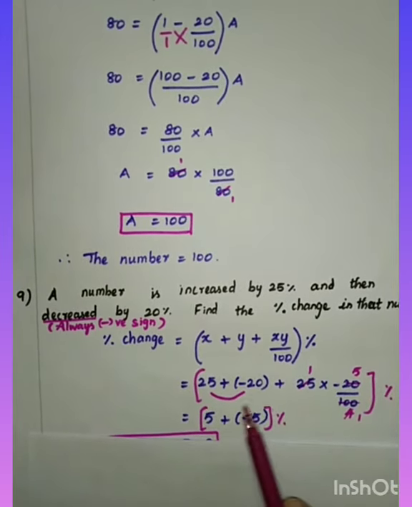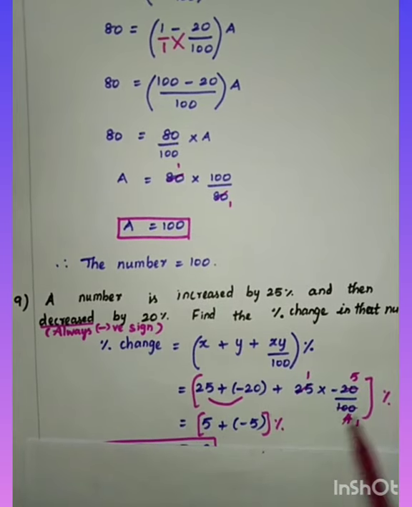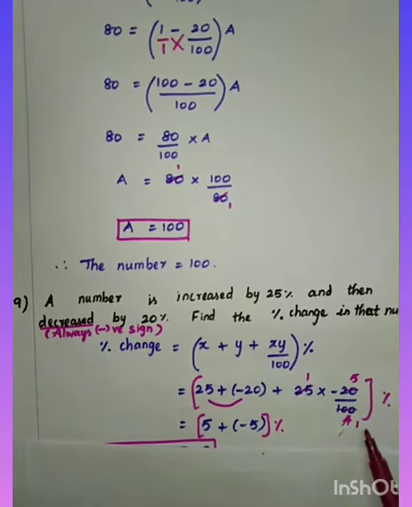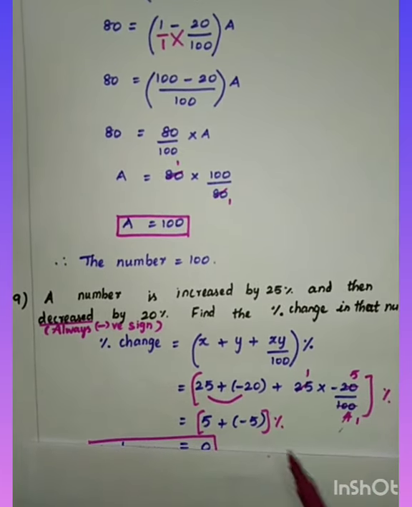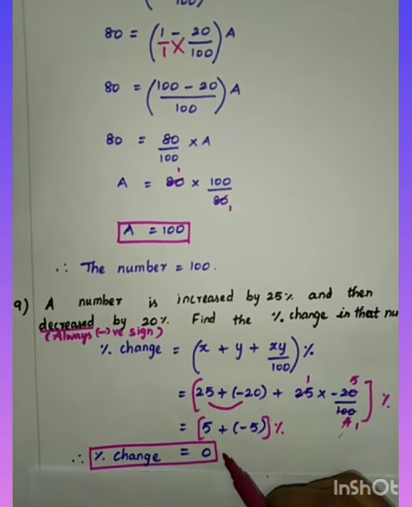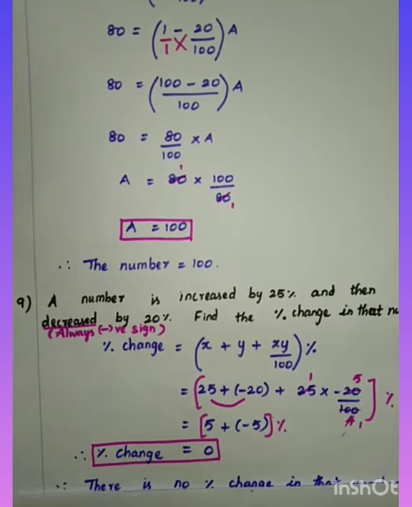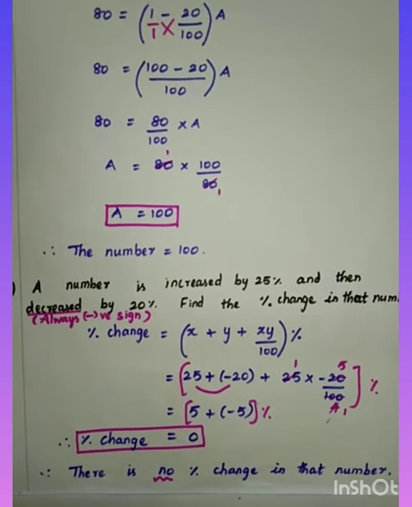Therefore, 25 minus 20 is 5. Here we have cancelled: 25 ones are 25 and 25 fours are 100. Then 4 ones are 4, 4 fives are 20. Now 1 into minus 5 is minus 5. So 5 plus minus 5 is 0. That is, the percentage change is 0. Therefore, there is no percentage change in that number.